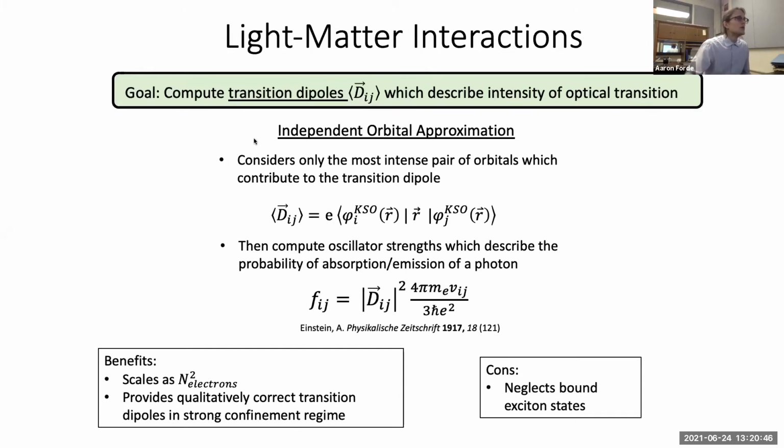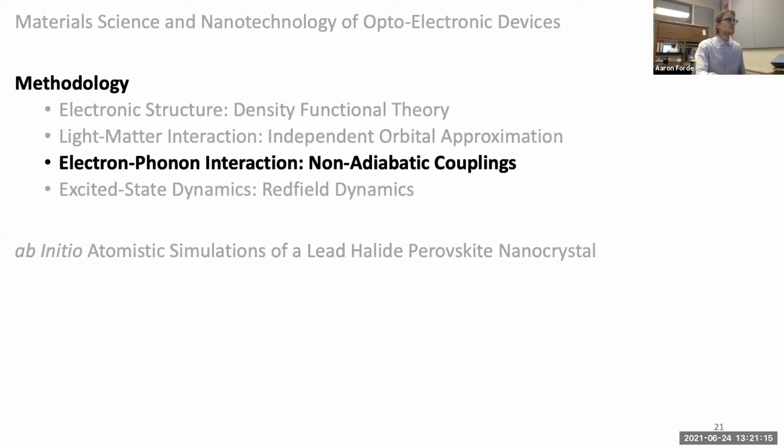And I guess I'll mention we operate in the independent orbital approximation, so we just consider pairs of transitions instead of superpositions of excitations. So we neglect excitons in our experiments, which is a valid approximation because in the strong confinement regime, they're less important than the confinement of the charge carrier.